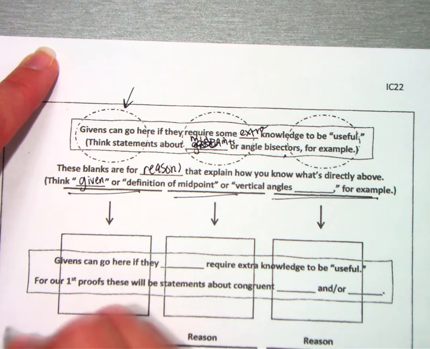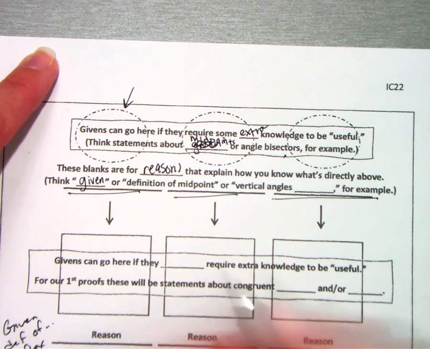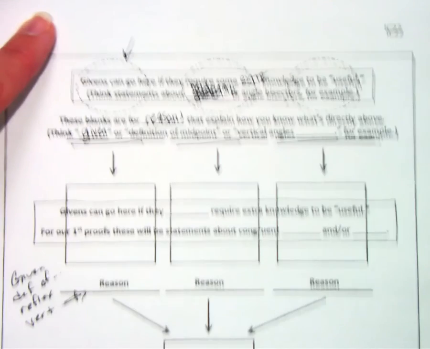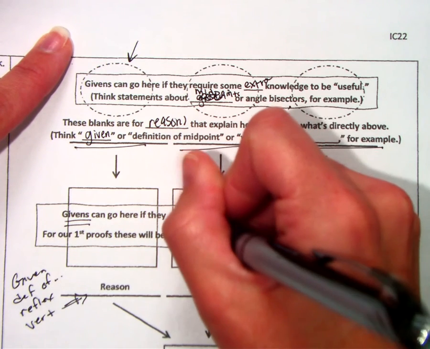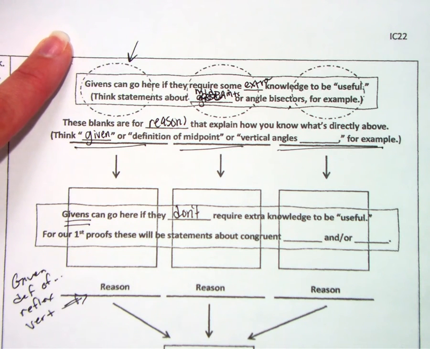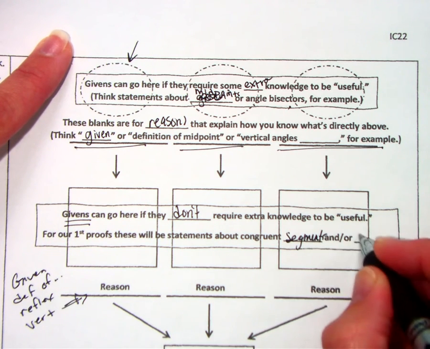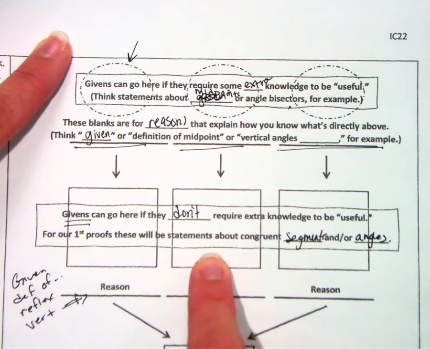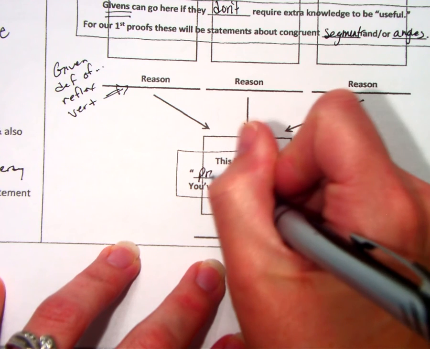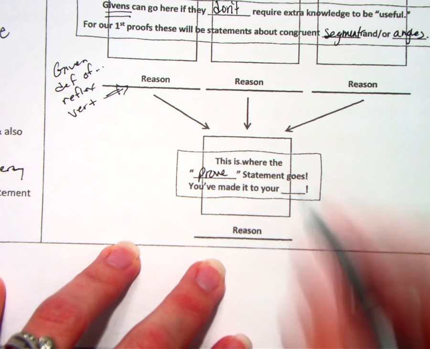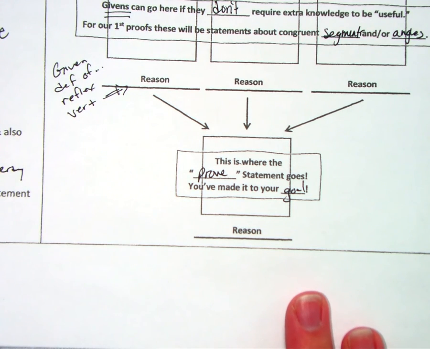So these reasons down here could be given, definition of, reflexive, vertical, etc. That's what's going to go here every time. In here, you could have givens if they don't require extra information. And in our first proofs about congruent segments and or angles, our given statements went here. Then down at the bottom, this is where your prove statement is going to go because you've made it to your goal. So that's just a basic template about what goes where in a proof.